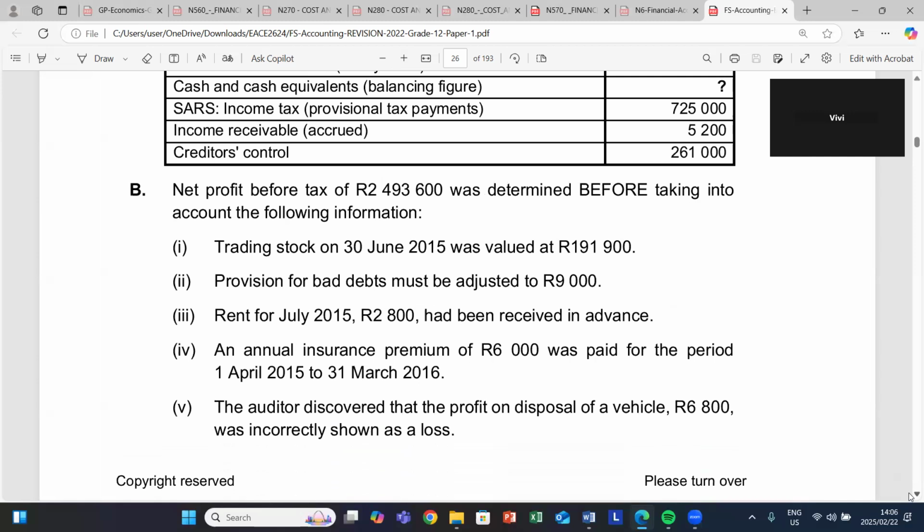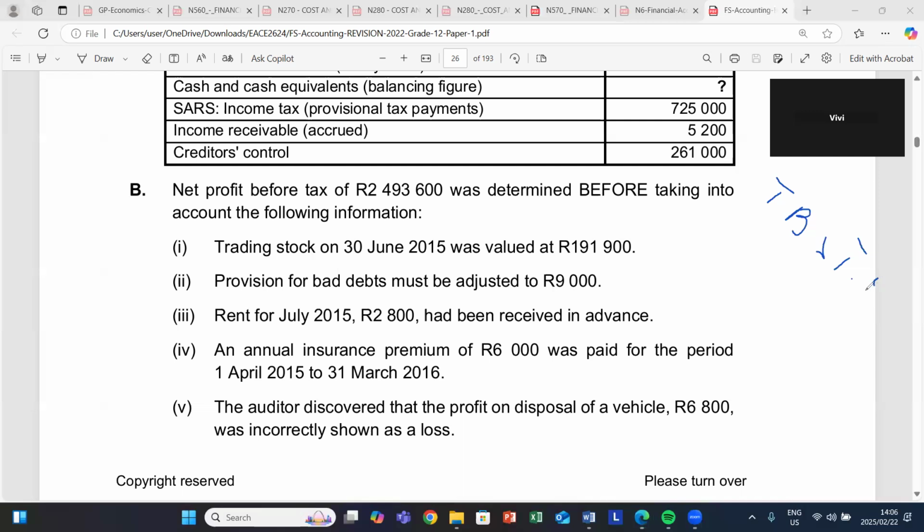The first one they are saying is that trading stock on the 30th of June 2015 was valued at 191,900. So with regards to that first transaction, we are supposed to calculate whether we have made a trading stock deficit or trading stock surplus. We know that a trading stock deficit is when the trading stock on the trial balance is more than the trading stock on the transaction.